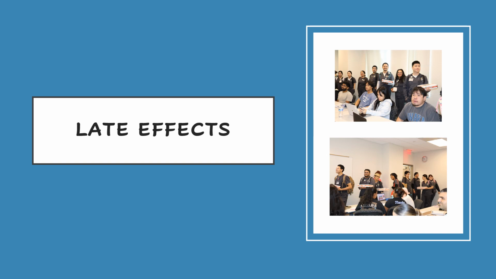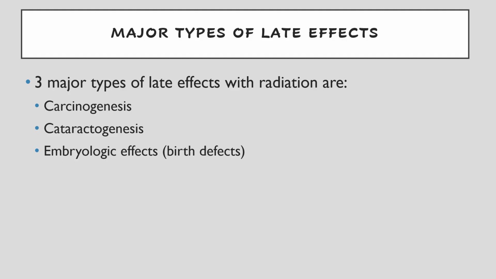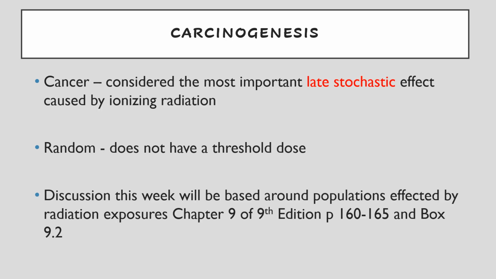Now we're going to talk about late effects. Major types of late effects. Three major types of late effects with radiation are carcinogenesis, cataractogenesis, and embryologic effects or birth defects. Carcinogenesis. Cancer is considered the most important late stochastic effect caused by ionizing radiation. It's random and does not have a threshold dose.